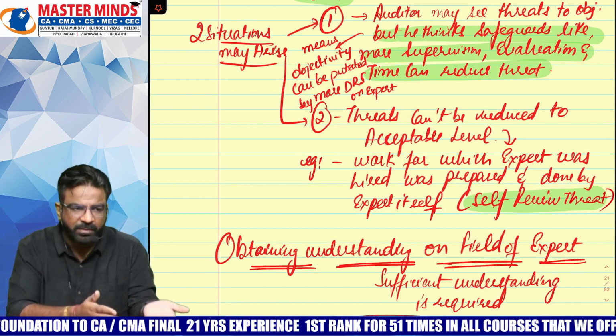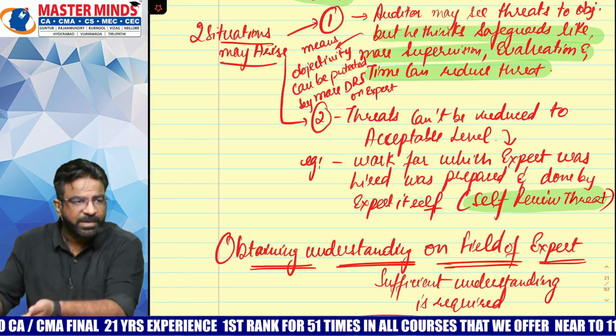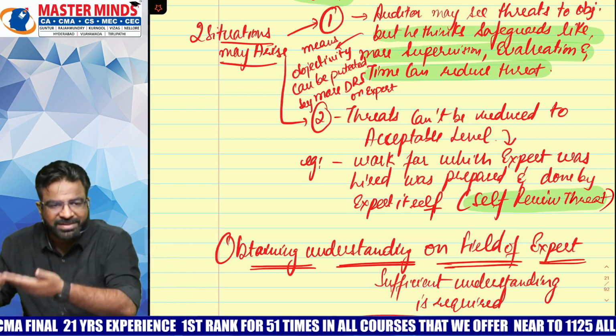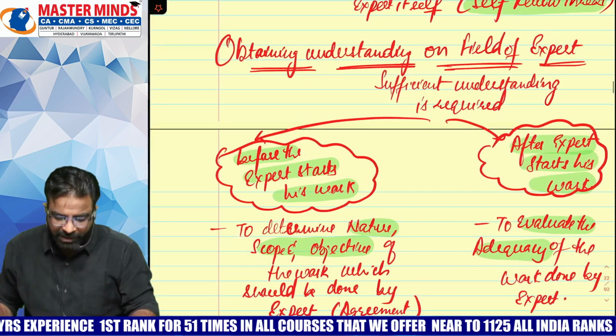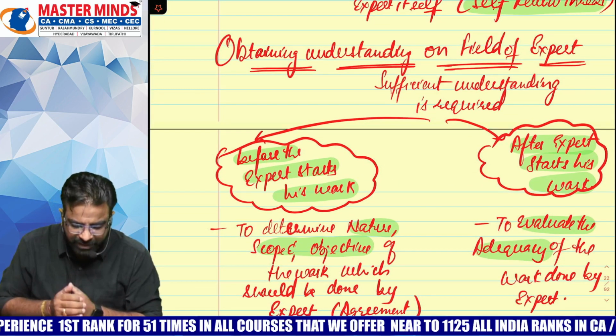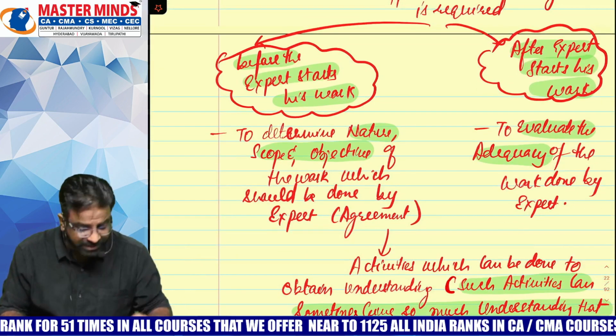Two possibilities. Either you can continue or you have to discontinue. When can you continue? By applying more DRS. When do you have to replace him? When applying more DRS is of use or no use? No use. Simple. Next point. Obtaining understanding of the field of what? Expert. Now, sufficient understanding is required before the expert starts his work.